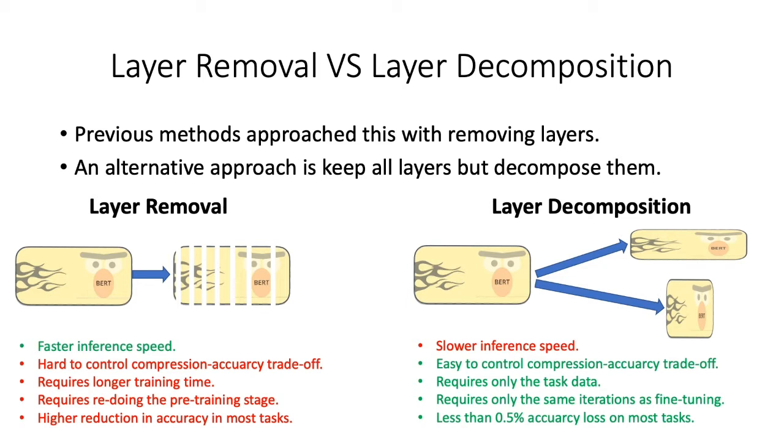Additionally, many of the approaches that remove layers require longer training times. Many of them require redoing the pre-training stage, and all of them reach higher reduction in accuracy in most tasks. Layer decomposition, in comparison, can easily control the compression accuracy trade-off by simply deciding which dimensions to use for the smaller matrices. It only requires the same task data, the same iterations as fine-tuning, and it achieves less than 0.5% accuracy loss on most tasks.